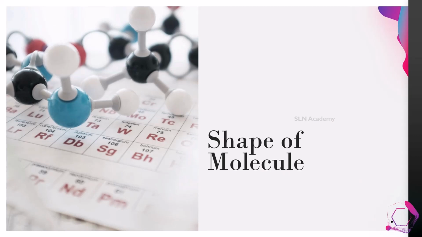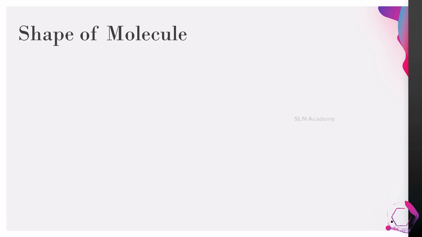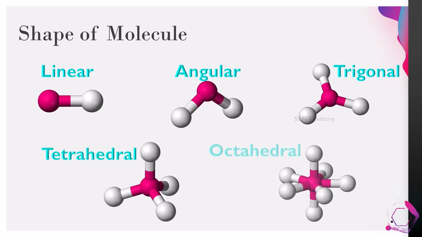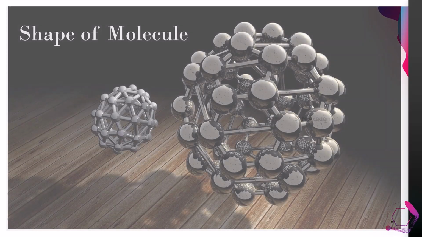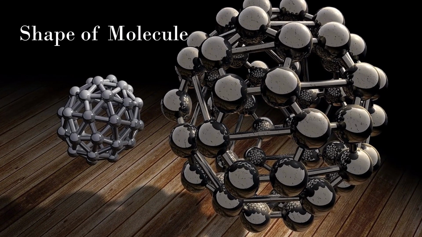Shape of molecule. Molecules can have different shapes. Some of the molecules are of pyramid shape. There are plenty of varieties in these pyramid shapes as well. They are linear, angular, trigonal, tetrahedral, octahedral, etc. Some of the molecules are of long spirals, as shown in this diagram.